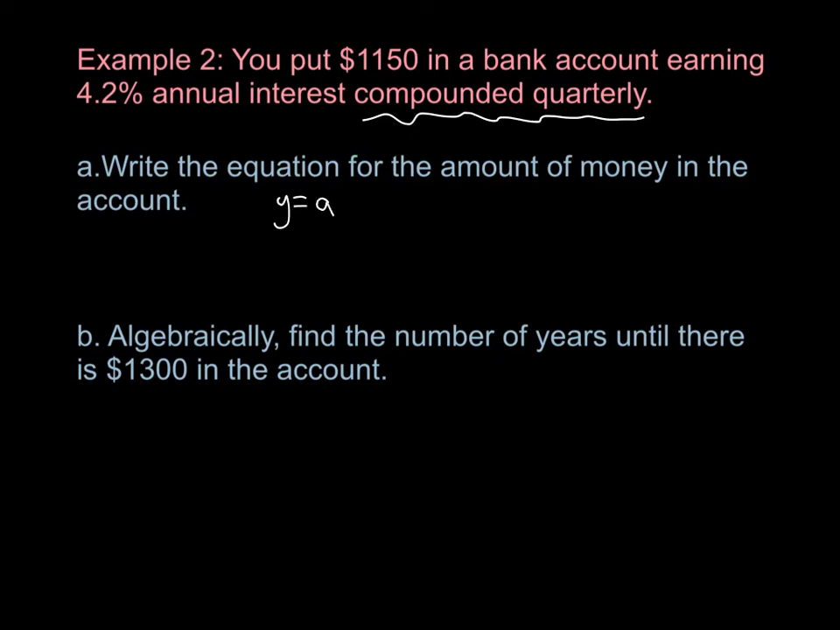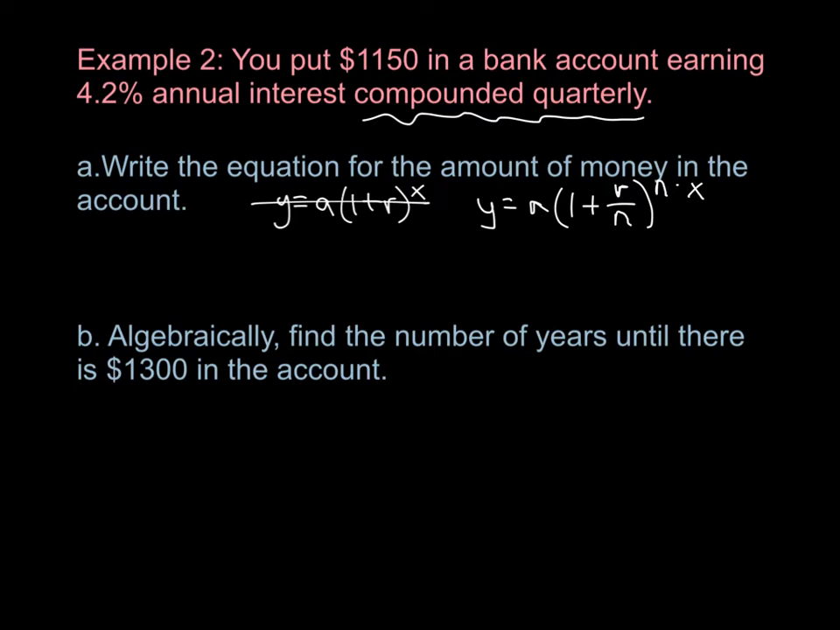Remember that our exponential growth looks like this, but our exponential growth with the specific example of compound interest is slightly different, and it's y equals a times 1 plus the rate divided by the number of times per year that it compounds, all raised to the number of times it compounds times the number of years. So we're not using this one in this example. We need to use our compound interest equation.